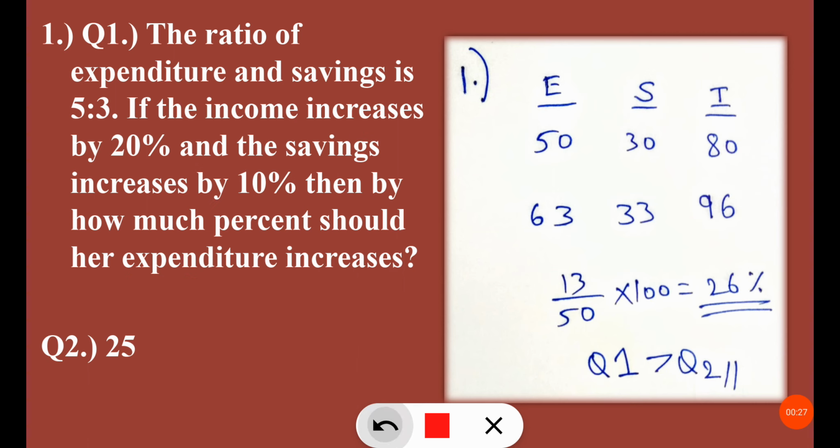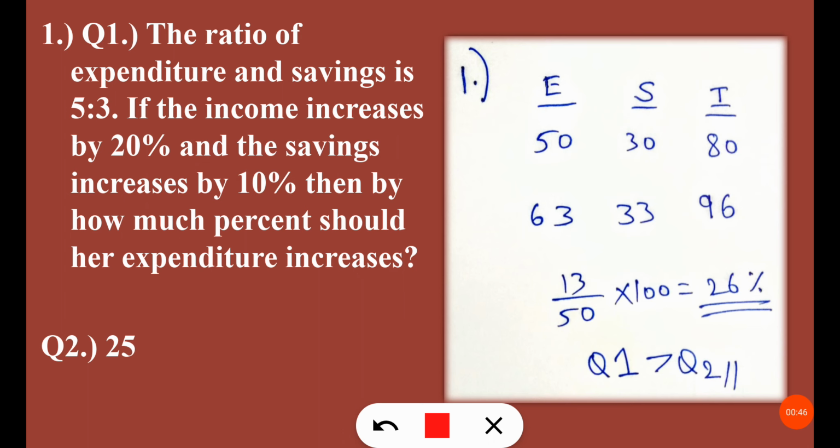We know that expenditure plus savings is equal to income. Here the expenditure and savings ratio is given as 5 is to 3. Let us consider this 5 is to 3 as 50 parts and 30 parts. So 50 parts plus 30 parts is equal to 80 parts.